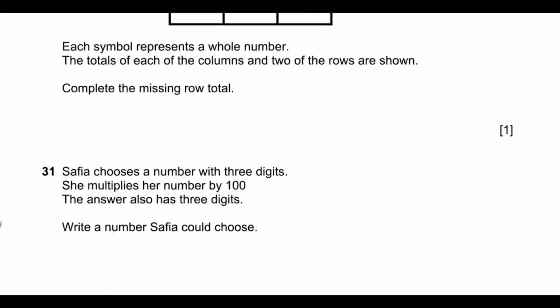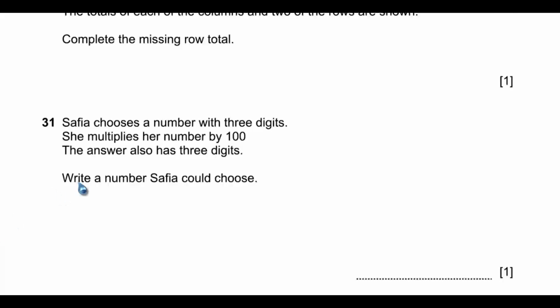The last question, question 31: Safia chooses a number with 3 digits. She multiplies her number by 100. The answer also has 3 digits. Write a number Safia could choose.